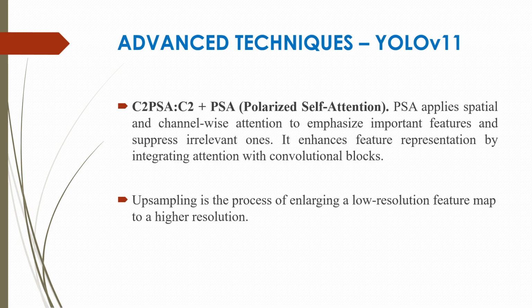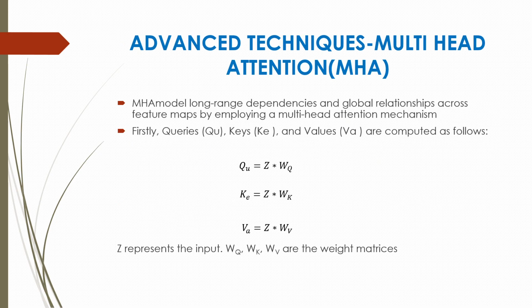And the C2PSA module. What is the use of the C2PSA module? PSA stands for polarized self attention, which applies spatial and channel based attention to emphasize the most important features and suppress the irrelevant ones. It enhances the feature representation by integrating the attention with convolutional blocks. The next major operation is upsampling, which is the process of enlarging a low resolution feature map to higher resolution. Next we can combine the YOLO model along with multi-head attention to improve the performance of the detection.